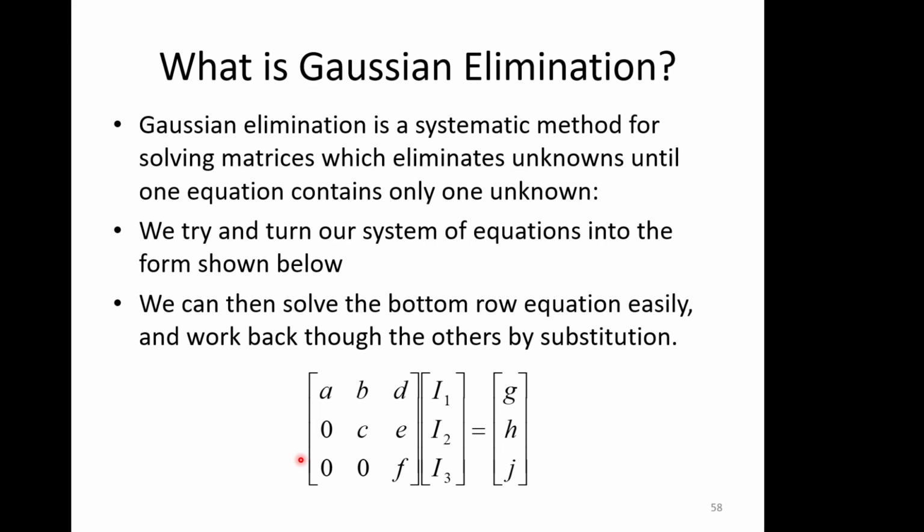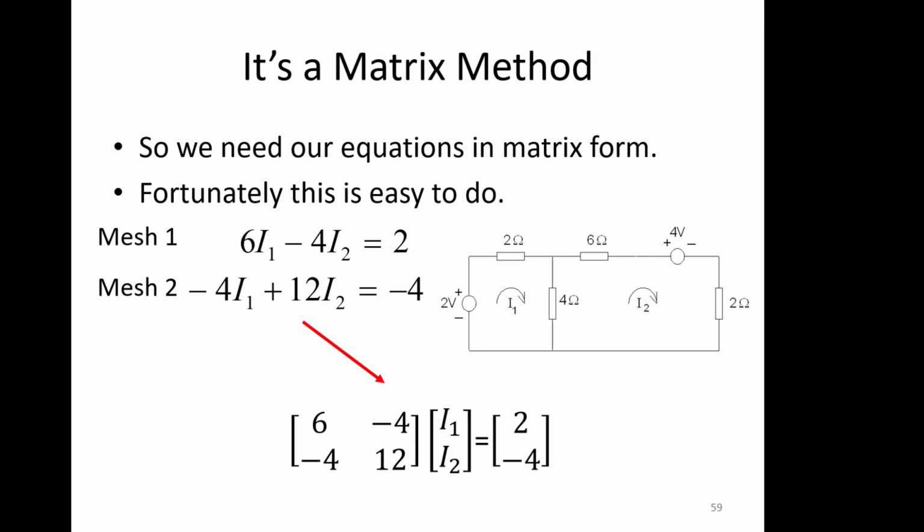If we can manipulate our set of equations into this form, then it becomes very easy to work out the answers, because if everything's zero in this row, for example, we just know that it's going to be f times I3 equals j. And that's job done as far as we're concerned. Then if you know that one, you can work back through the rest of the system. It comes into its own when you get systems of 3 or more equations. So we've only got 2 equations, but we'll stick with 2 equations just to demonstrate the principle.